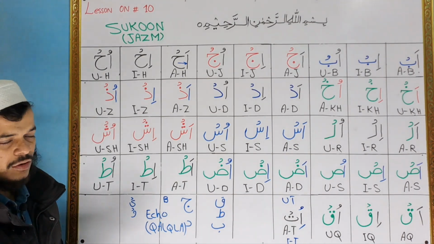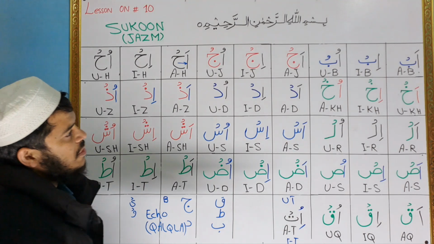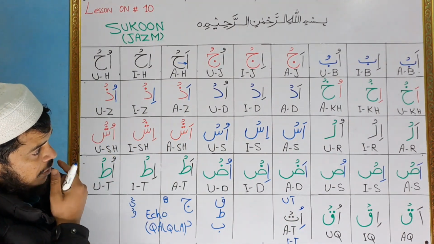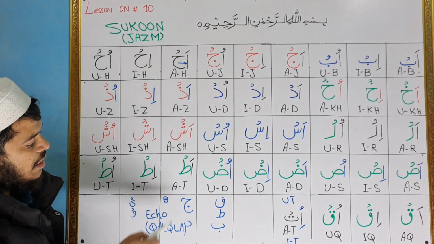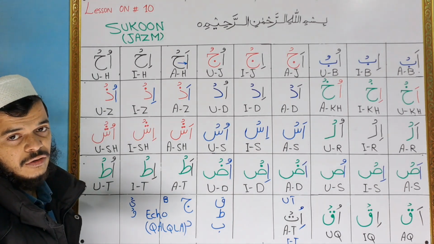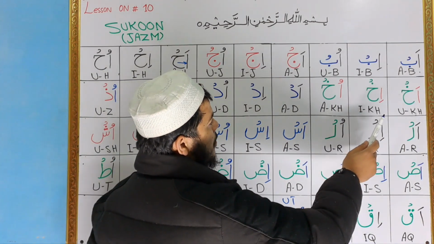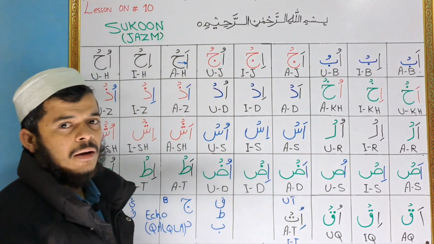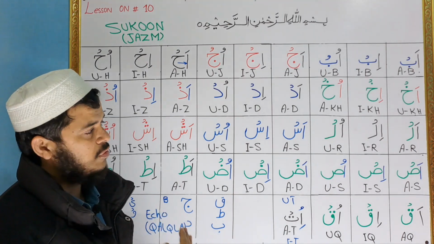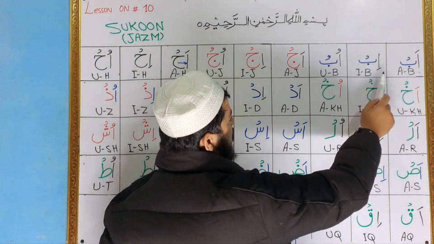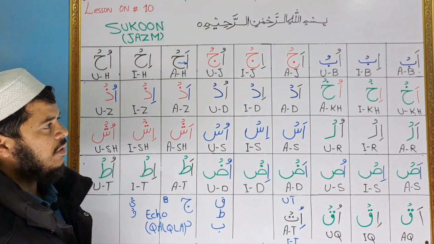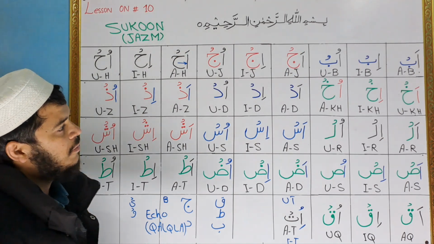For echo letters the sound is going to bounce back, like ba is from the echo letters. So whenever you see any of the echo letters coming with sukoon on it, we are going to make the echo sound. It will not be flat like ab, it will be ab, ab. Your lips will be, the sound will bounce back. Ab, ib, ub, just like echoing in the environment.